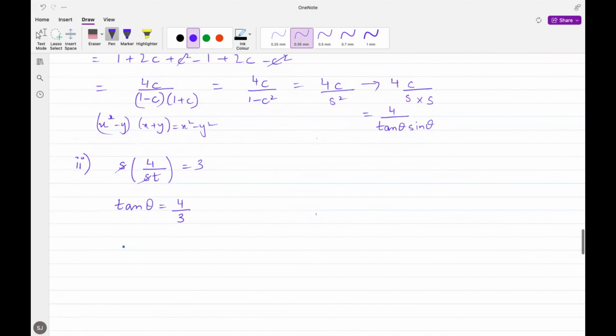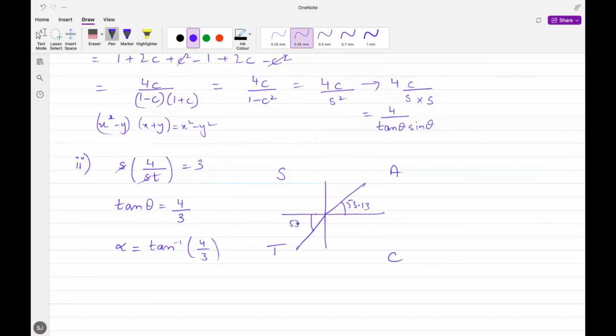Now to find the value of theta, we will first find the basic angle, taking tan inverse of 4 upon 3. So tan inverse of 4 upon 3, if we substitute this in the calculator, we'll get 53.13. Now, as the basic angle is 53.13, we'll make this in the positive quadrants as tan is positive. So this will be A, C, T, and S. The basic angle will be made in the first quadrant. And so this is 53.13 and this is 53.1 in the third quadrant.